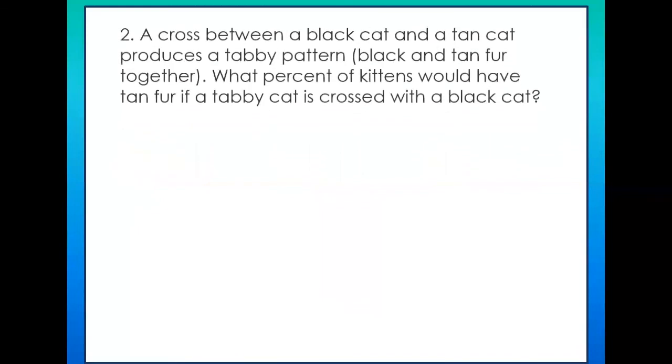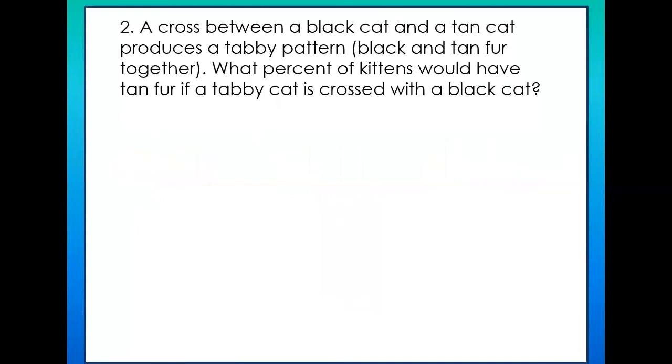Now for number 2, this is again the problem. What we're after here is the percent of kittens that would have tan fur if we cross a tabby cat to a black cat. So the parents here are a tabby cat and a black cat. The black cat has a homozygous genotype, capital B and B, crossed to capital B and T for the tabby cat, a combination of black and tan fur.